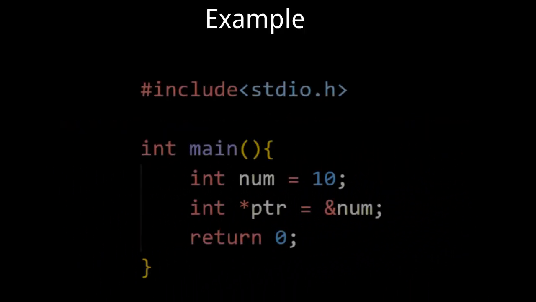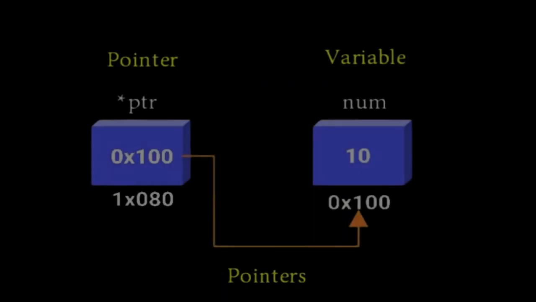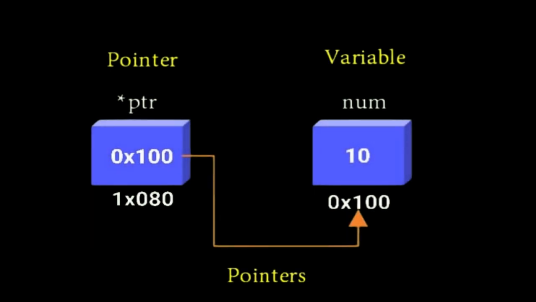Let's see how to declare and initialize a pointer. Here's a simple example. num is an integer variable with the value 10. int *ptr declares a pointer to an integer. The & operator gets the memory address of num and assigns it to ptr. In memory, num is stored at a specific address, say 0x100.